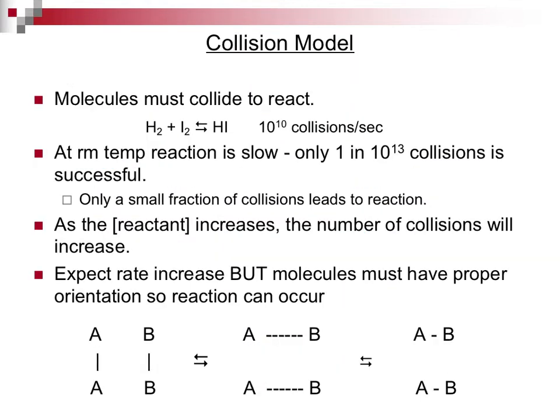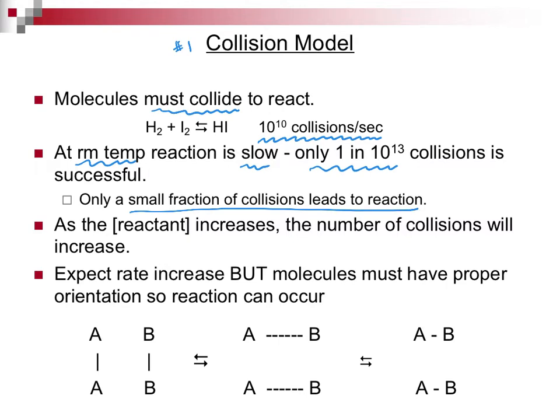So when people tried to explain what's going on, their first model, number one, was the collision model. And they said molecules must collide to react. So if I take hydrogen and iodine and react them together, I can say there are 10 to the 10th collisions per second. Okay, that's a huge number. But when I'm at room temperature, the reaction is very slow. Only 1 in 10 to the 13th collisions is successful. Only a small fraction of collisions will lead to reaction.